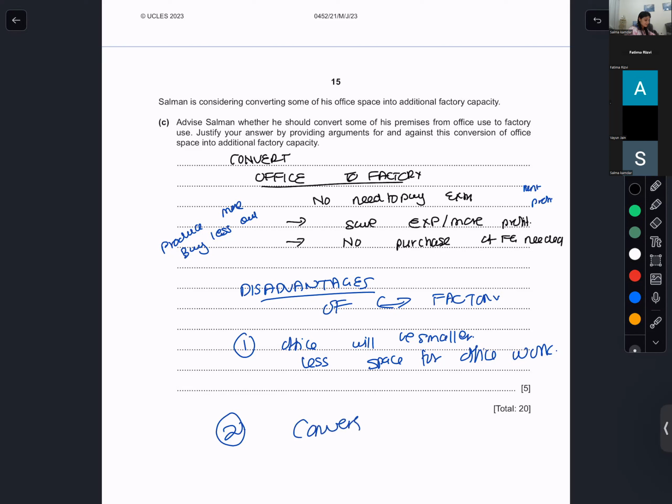Conversion may be costly. Yes, how? You are going to convert an office into a manufacturing space, so you will have to wipe off the tables, benches, and extra machines may be required. But then won't he earn more profit because he's producing more? But capital expenditure will happen, right? Production will happen later, but currently capital expenditure will happen.